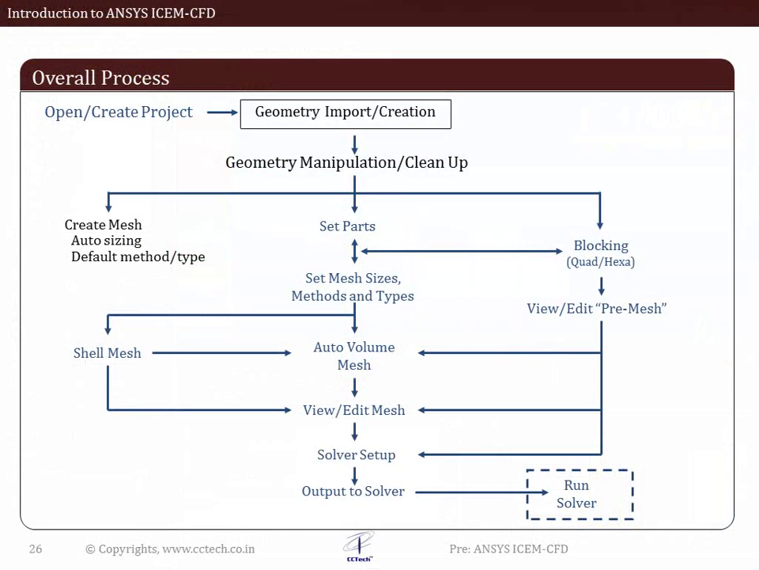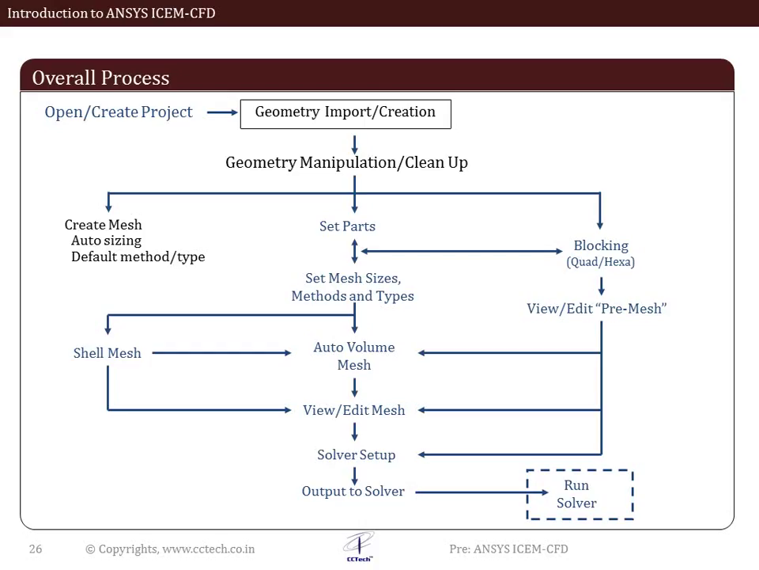Now let's have a look at the overall process flow in ICEMCFD. The first step is to create a suitable directory structure and select it as the working directory of the project. In a typical case, the geometry is generated using standard CAD software and exported in neutral file formats like IGS or STEP. This file is then imported in ICEMCFD using various translators and a respective TIN file is generated.